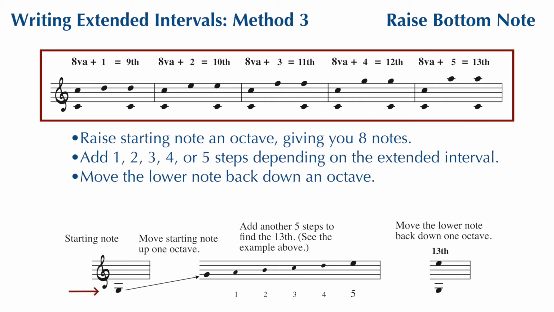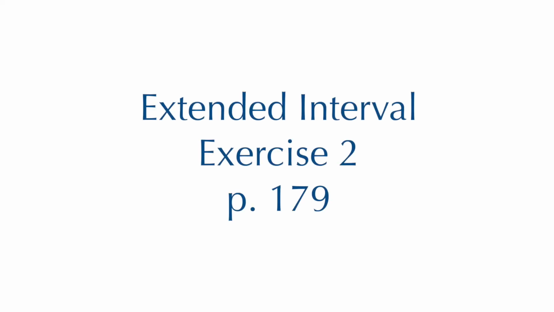So let's say we want to write a 13th above this low G. We take this G, raise it an octave, and because we want to write a 13th, we add 5 steps. So 1, 2, 3, 4, 5 steps. So a 13th above that low G is this E at the top of the staff.